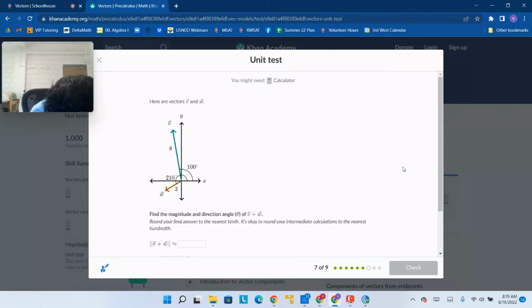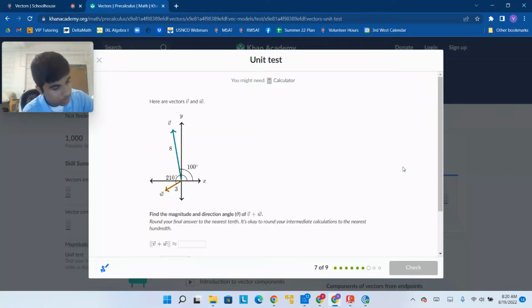So this is v plus w. That's v plus w. Now, we can use the Pythagorean theorem to find the magnitude. So the magnitude of v plus w, we're just going to use the Pythagorean theorem to find, which is going to be 7.5. Magnitude is going to be 7.5.